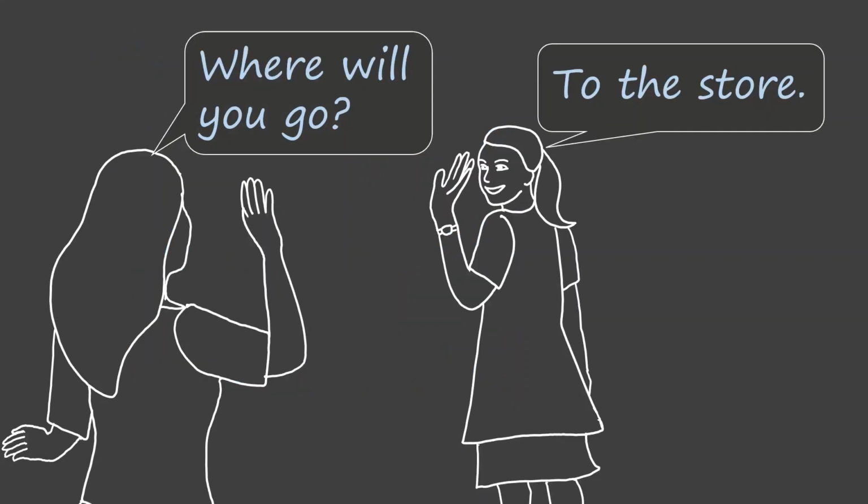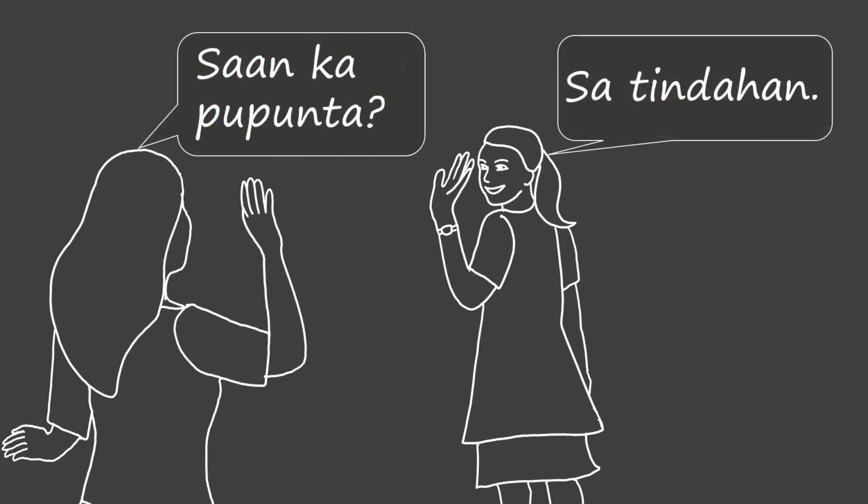Here is an illustration to show those words being used. Here are two women. One of them is leaving and the other one asked, "Where will you go?" The other woman answered, "To the store." So she is going to the store. Here is the Filipino version. Saan ka pupunta? Sa tindahan.